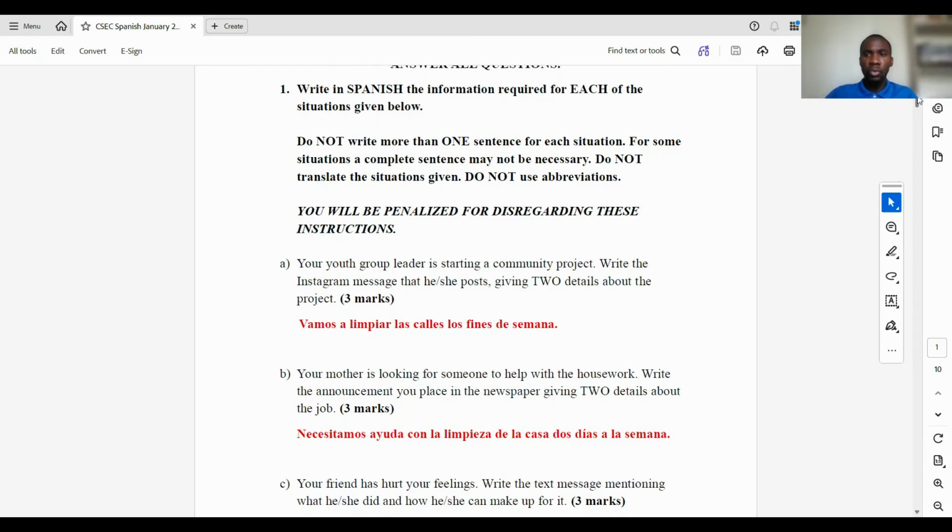So I've provided 2 pieces of information. The first piece of information is what the community project is, the activity that the community project is based on, and when it will be carried out. So the activity as well as the time. Okay.